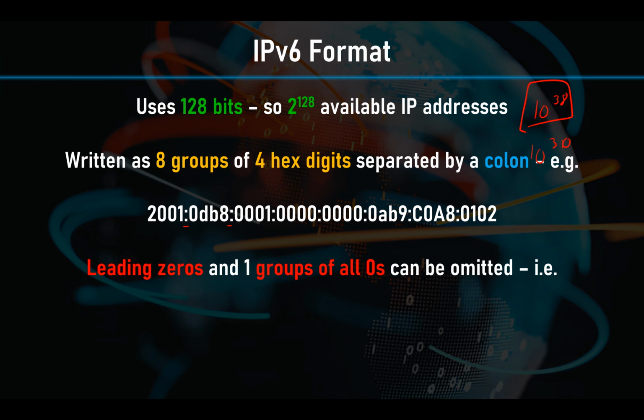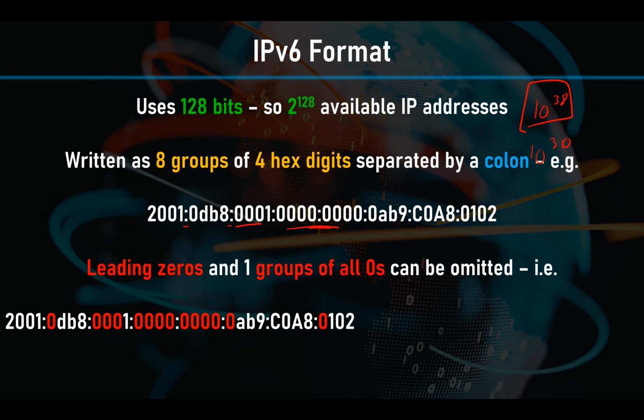Right, however, this can also be shortened, or I guess compressed. So leading zeros. When it says leading zero, for example, anything starting with a 0, and also groups of all zeros can be omitted. So, for example, here, these groups of zeros. Now, for this second one, groups of all zeros, there are actually some caveats to that, which we'll see in a minute.